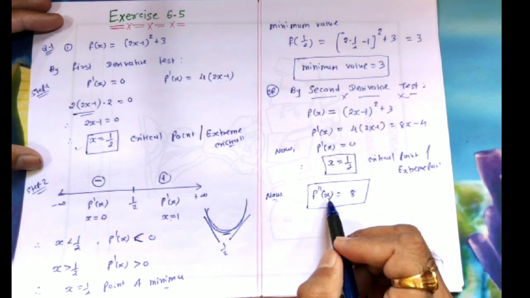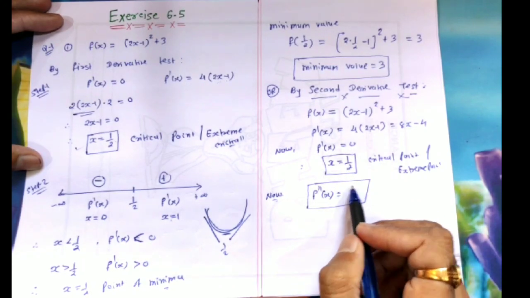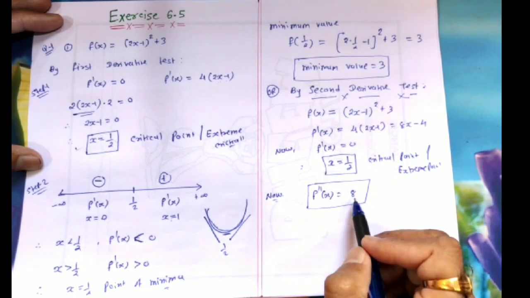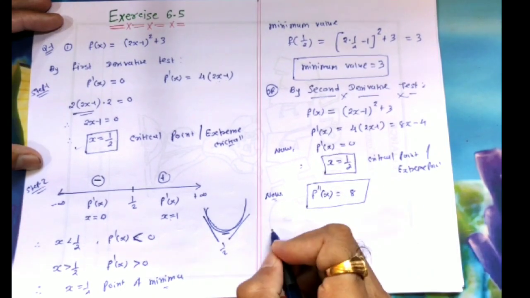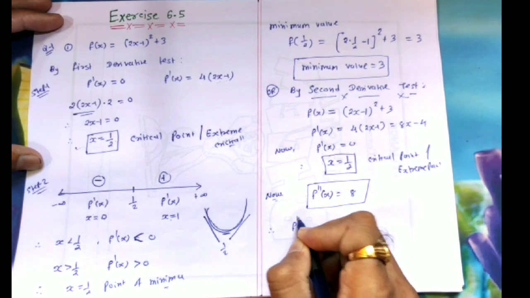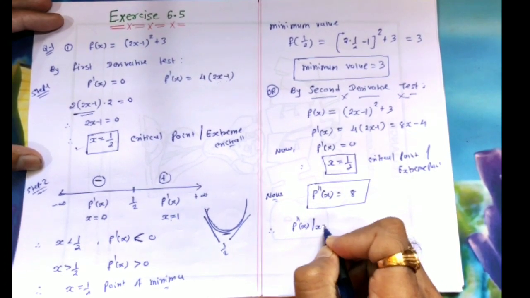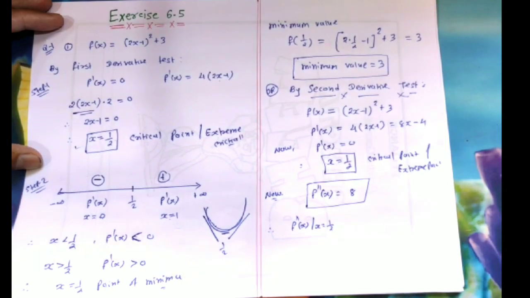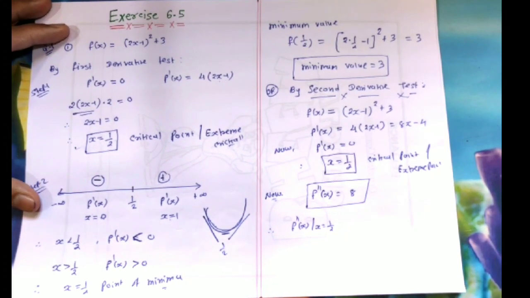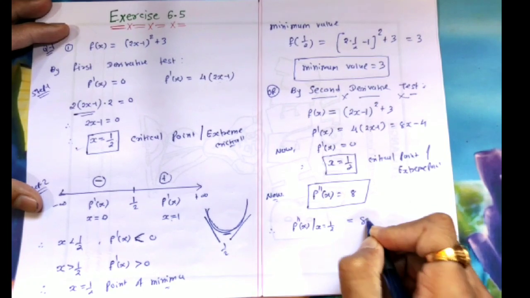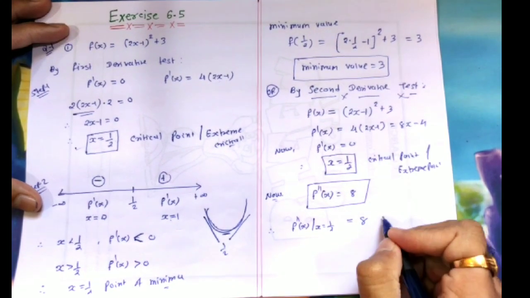So here you can say that our f double dash x is not a function of x, it's a constant function. So for any value of x, it will always be positive. So here we can write f double dash x, find the value of this second order derivative at our critical point. At the critical point you have to find the value of the second order derivative. So that will be equal to 8 only, which is greater than 0.